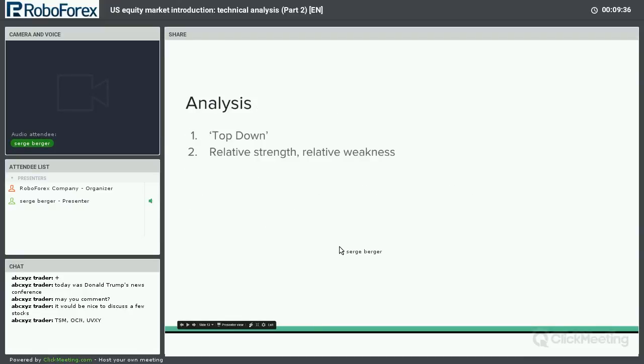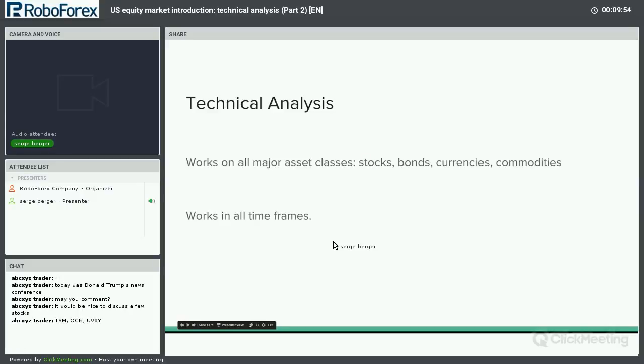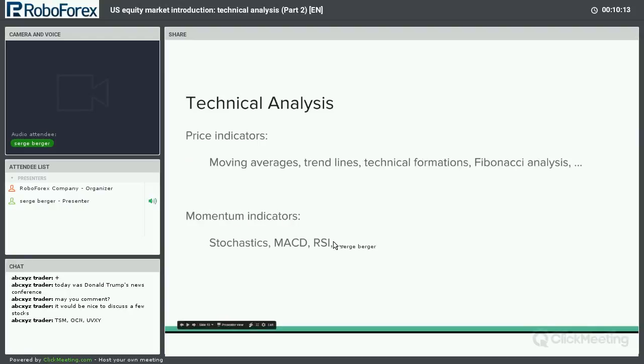Okay, so these are the different sectors, and again, let's quickly recap. What is technical analysis? Really, it is a methodology for forecasting the direction of prices through the study of past market data, primarily price and volume. Technical analysis works in all asset classes, there's no doubt about it: stocks, bonds, currencies, commodities, and it works in all time frames. Again, it's all a matter of having a process for approaching the market, and that's what I'm going to show you guys here as well with technical analysis.